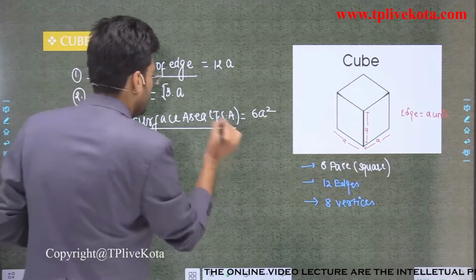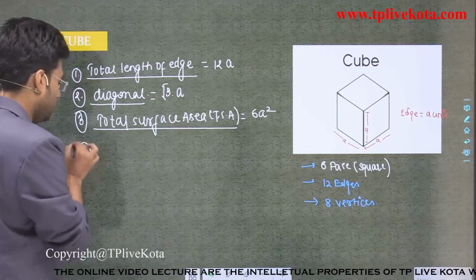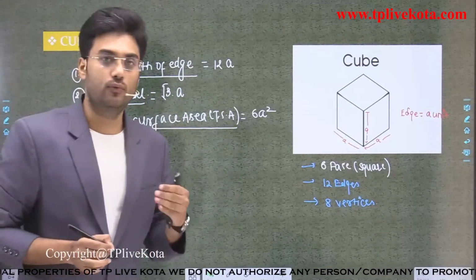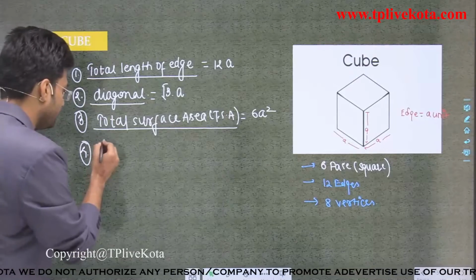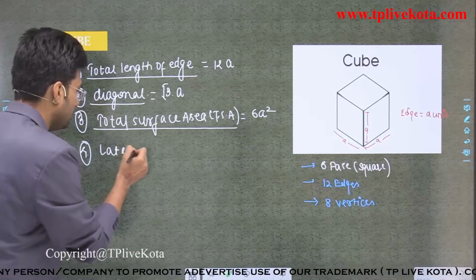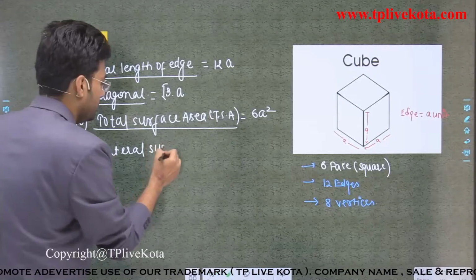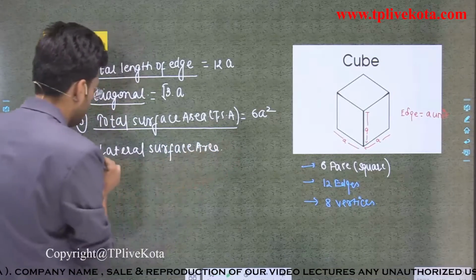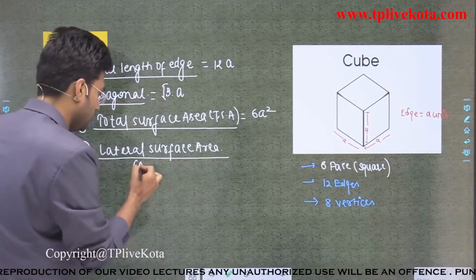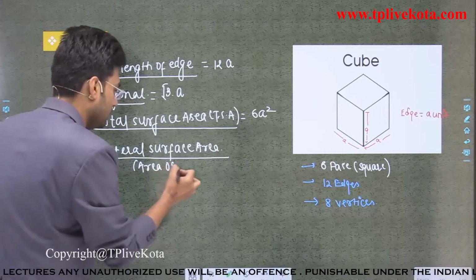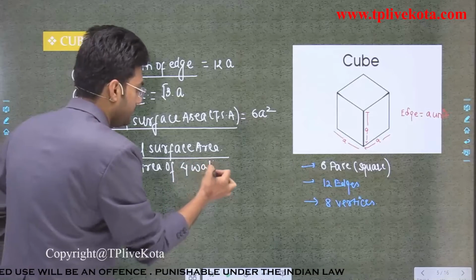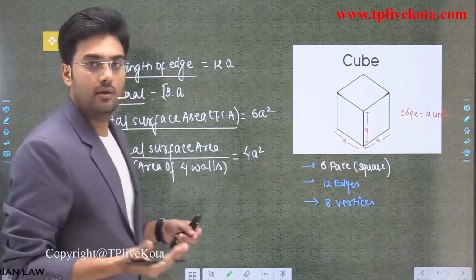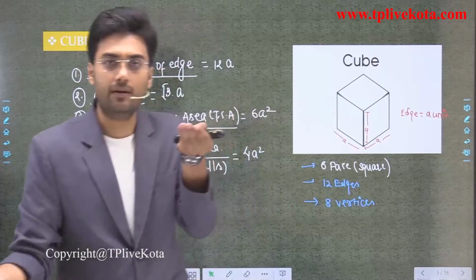Okay, now the fourth is lateral surface area, or we can call it area of 4 walls. Lateral surface area, or area of 4 walls, is equal to 4 times a square, because in this we remove two faces, top and bottom.